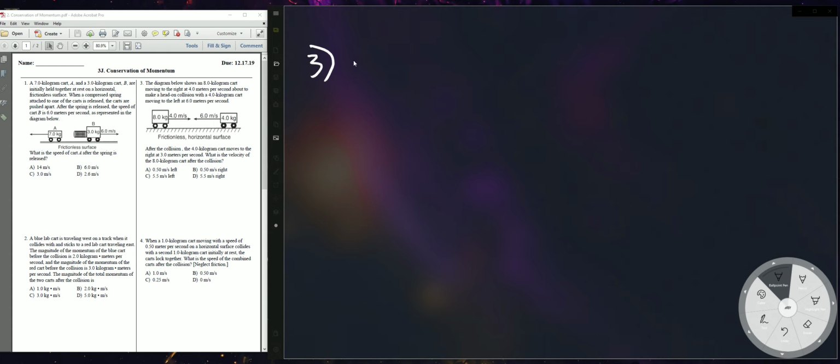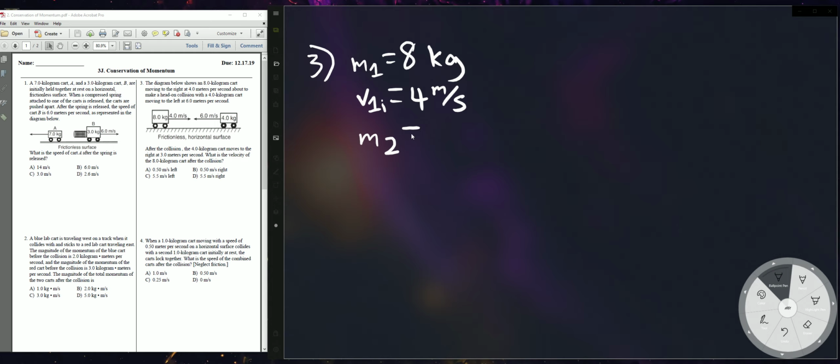The diagram shows an 8 kg cart, so we'll call that mass 1 is 8 kg. Mass 2, well, it's giving us velocity, so let's do that. The initial velocity of 1 is 4 meters per second. Mass 2 is 4 kg, and it's moving left, so you want to take care of your sign. So it's negative 6 meters per second. Negative 6. You always want to take care of your signs.